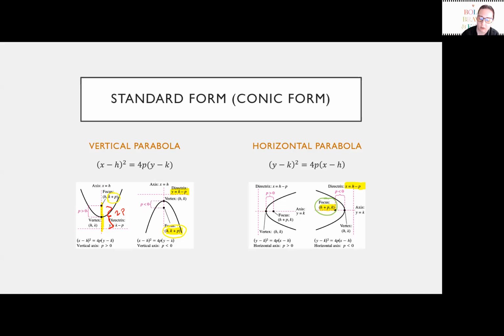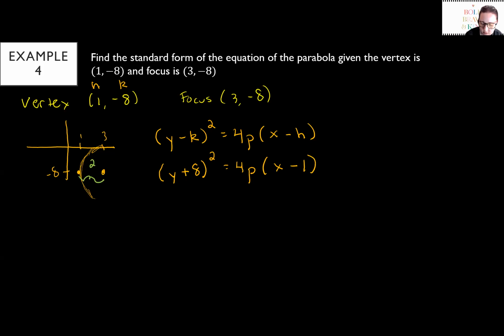So I just always go back to the ordered pair for the focus. So h plus p is the x value for our focus. So that 3 is h plus p. So h is 1, so I can plug that in. Make sure I plugged everything in right here. Oh, that's why I was looking at it like I shouldn't get a negative. I forgot to finish my plus sign. 3 minus 1 is 2. So we get p equals 2.